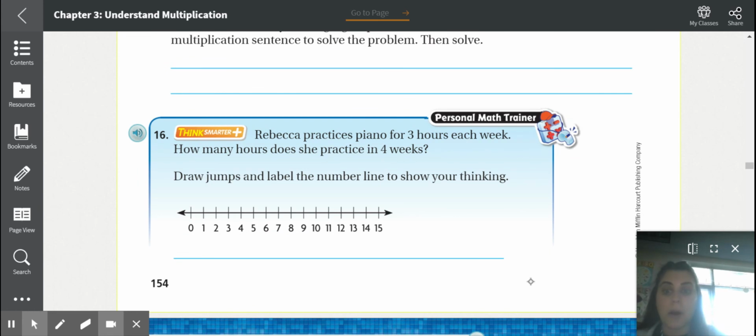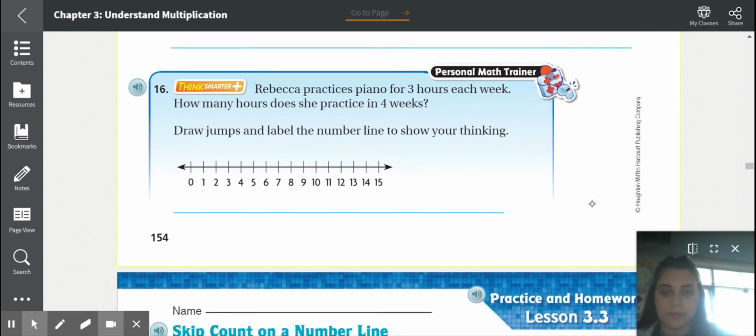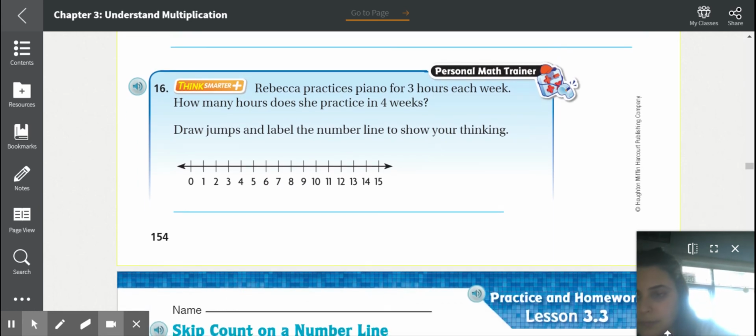I want you to skip all the way to number 16. Number 16, Rebecca practices piano for 3 hours each week. How many hours does she practice in 4 weeks?